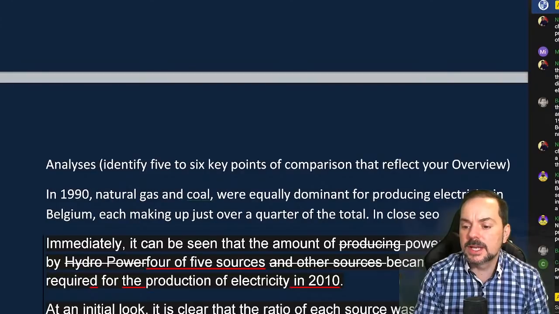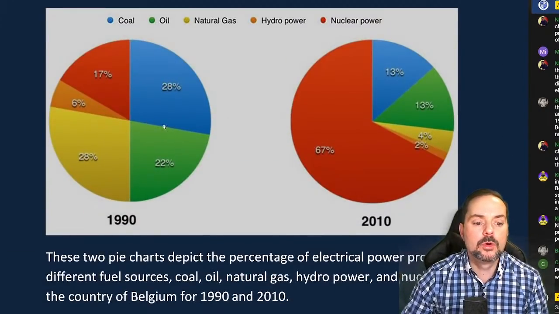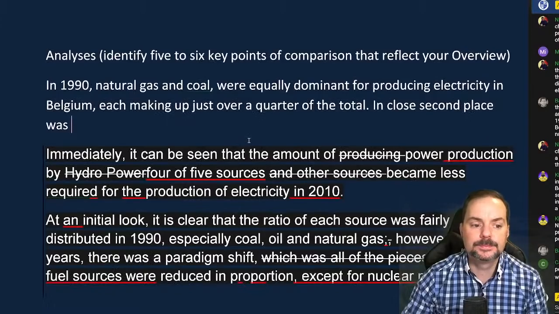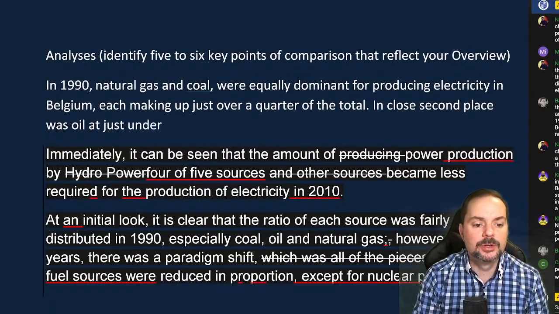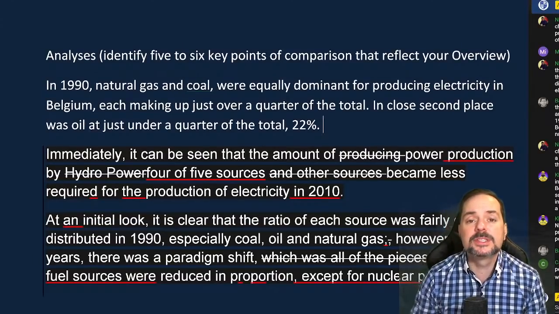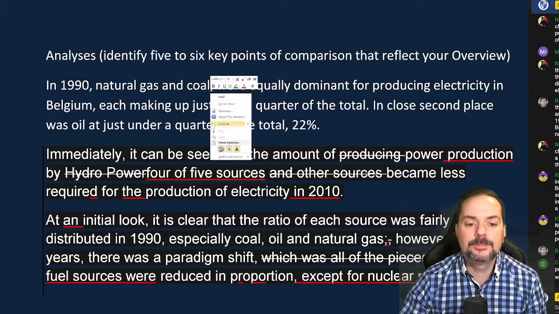In close second place was oil, at just under a quarter of the total, 22%. Don't write percent, okay? Use the symbol for percent. Don't waste time on that, okay?